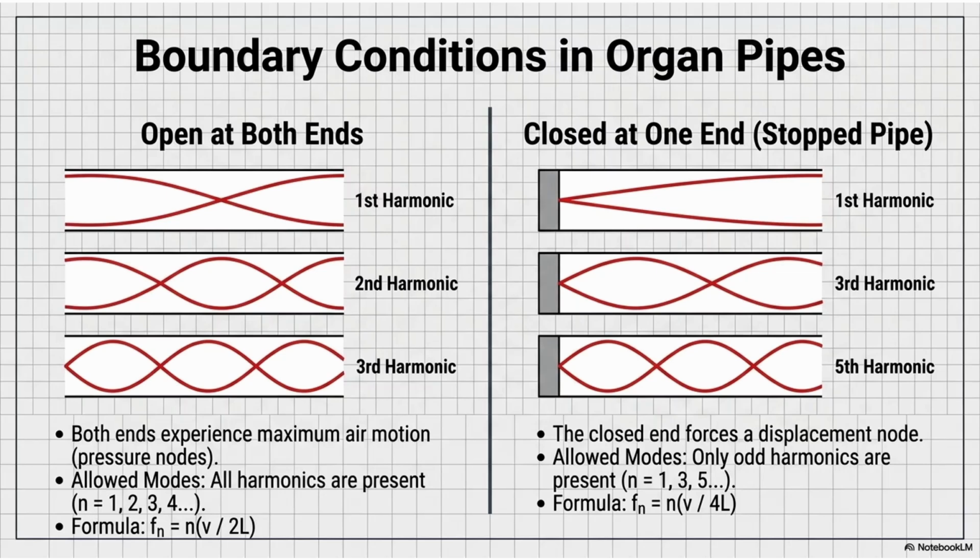First, you have pipes that are open at both ends. Okay. Because both ends are open to the room, the air can slosh in and out freely. So you have pressure nodes, meaning normal room pressure at both ends. And structurally, that makes them behave mathematically just like a string fixed at both ends, right? Yes, the symmetry is the same. So all harmonics are allowed: 1, 2, 3, 4. The formula is Fn equals n times v over 2L.